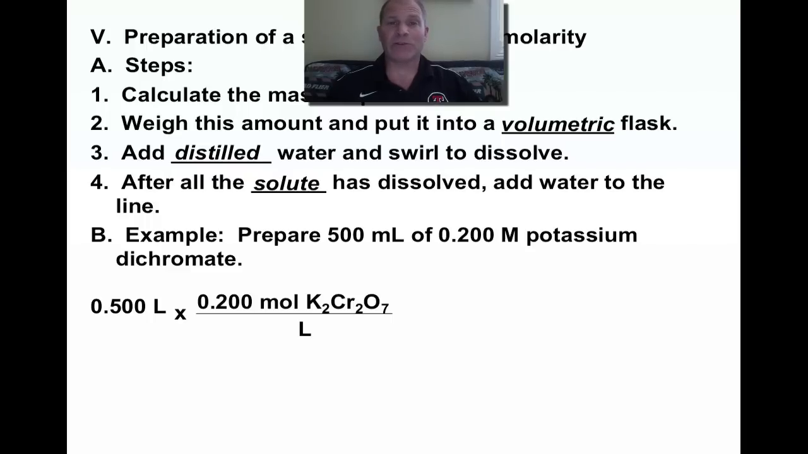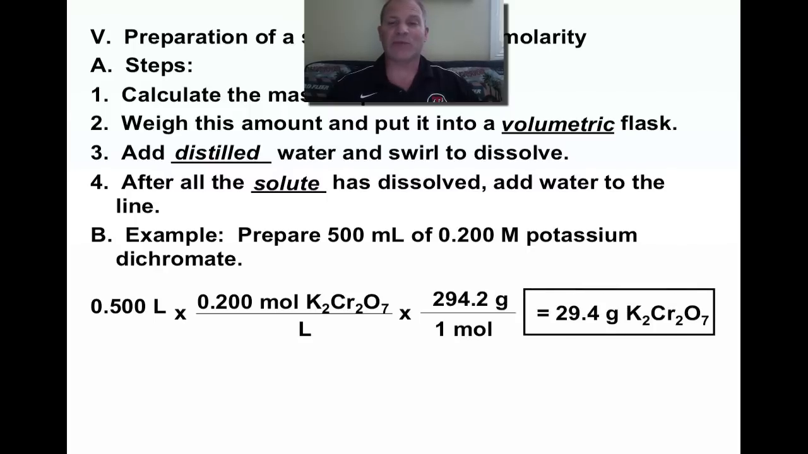But now I'm in moles, but I want to calculate the mass. So I need to get now from moles to mass. I do that by way of molar mass. And I get that from the periodic table. So I'll add up 2 potassium, 2 chromium, and then 7 oxygens. And I have here this situation, we have 294.2 grams per every mole. I multiply straight across, and I realize I need 29.4 grams of potassium dichromate.